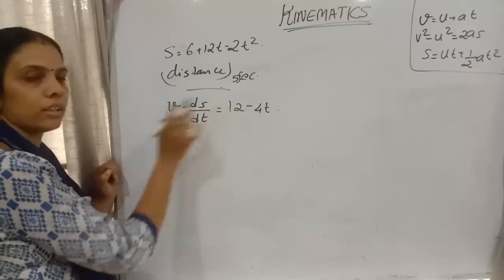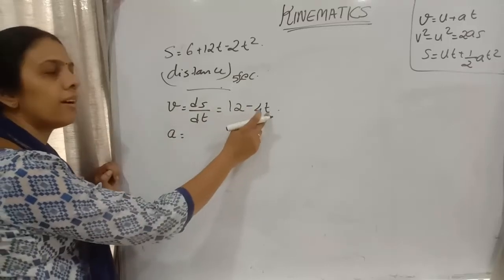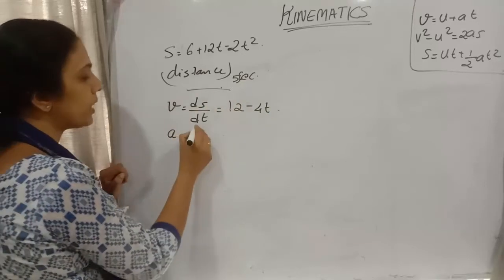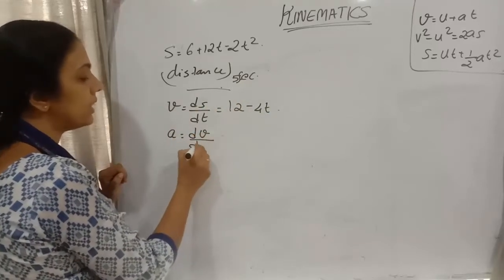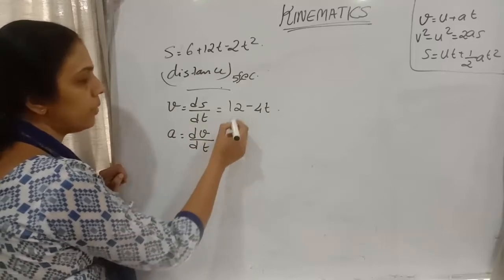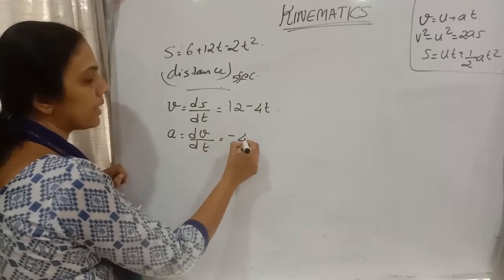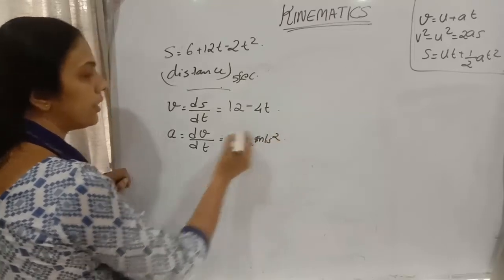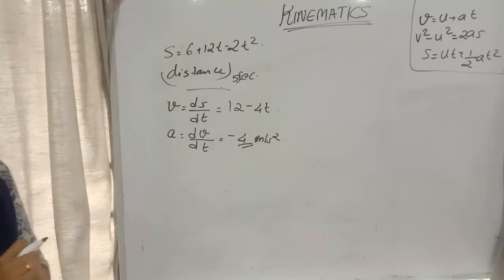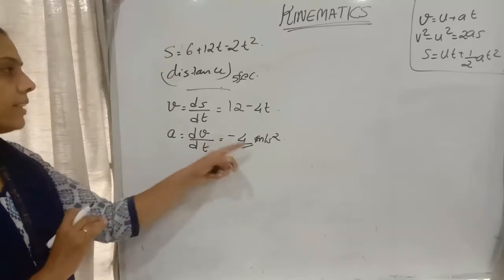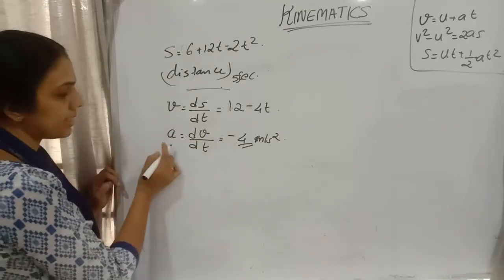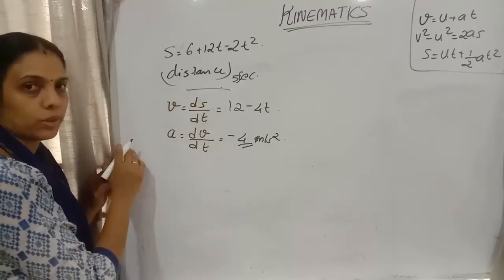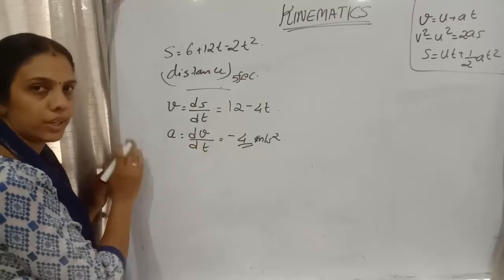So it is not under uniform velocity because it is changing with respect to time. Now we can find the acceleration as dv/dt. Differentiating again, we get the acceleration as -4 m/s². Therefore retardation is happening. It is moving and slowing down, coming to rest position. That one we understood.